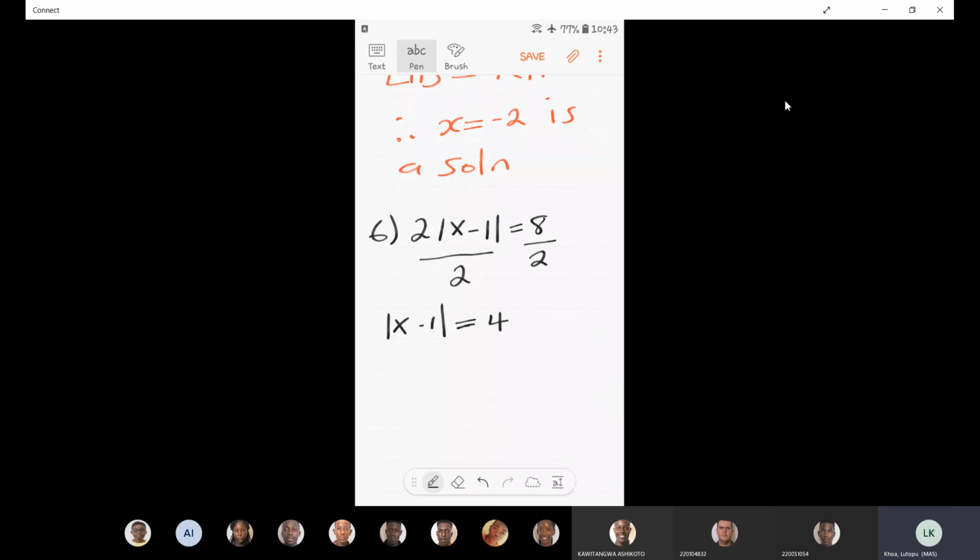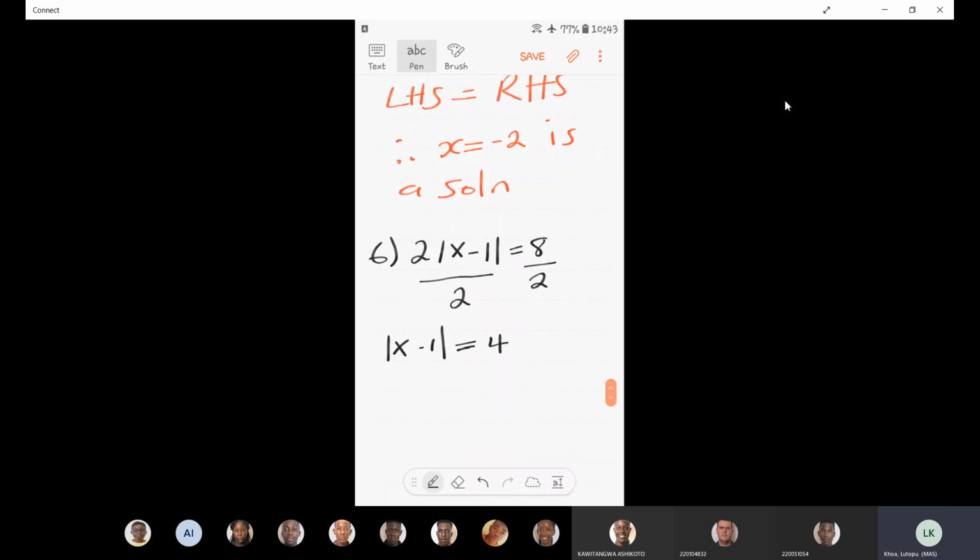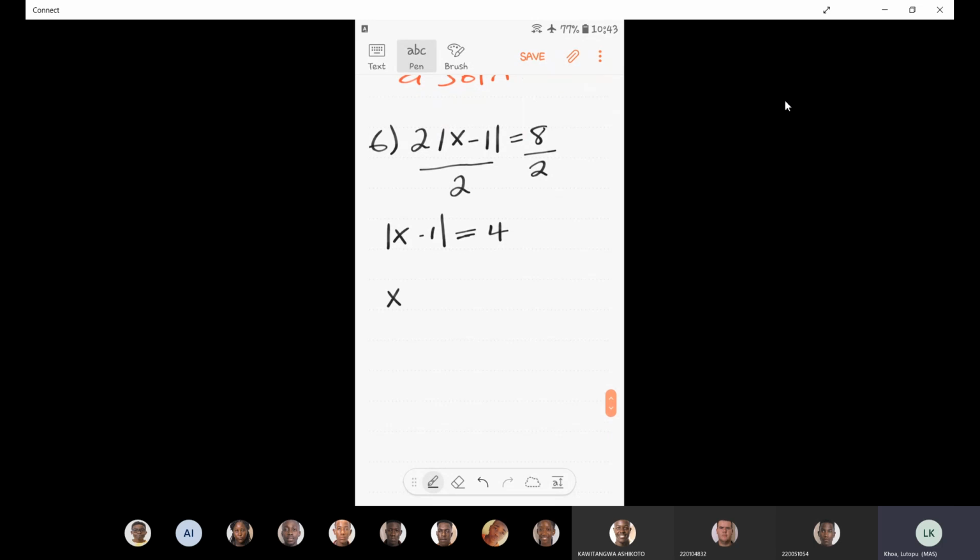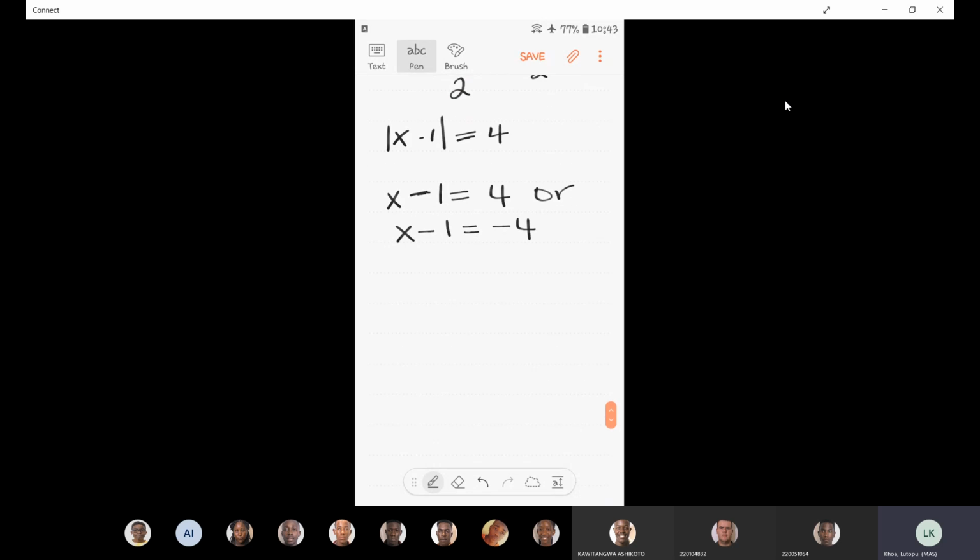Now in this form, I'm sure you know what to do. You will say x minus 1 is equal to 4, or x minus 1 is equal to minus 4. And then you solve the first one. So I have x minus 1 is equal to 4. So this means that x is equal to 5. So I add 1 on both sides. So that's the first one.